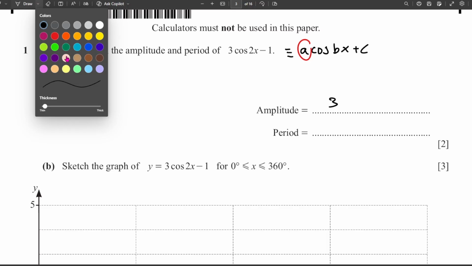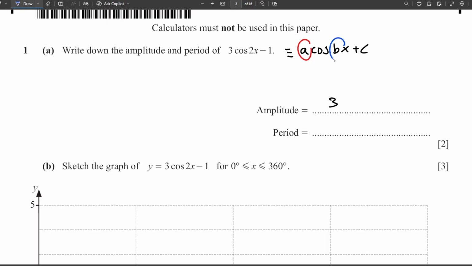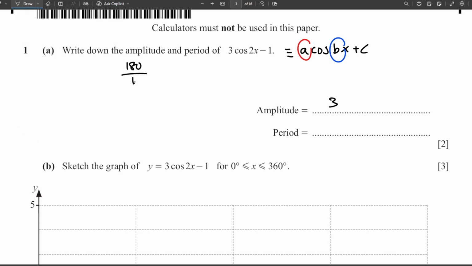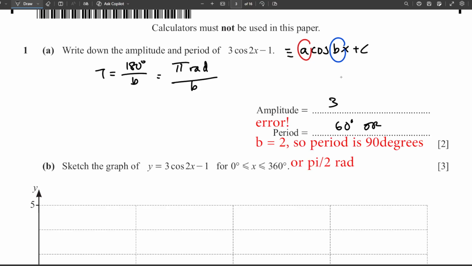And for period, okay, we look at the B value. So B value is actually what we call as the frequency. So to get back the period, you have to take the 180 divided by B, right? So that's the period T. So you take 180 or pi is fine. If the question did not specify, like here the question did not specify, you can take either 180 degrees or pi radian, right? Divided by B. So in this case, is 180 divided by 3, that is 60 degrees, or you can do pi over 3 radian. Okay, so that's question 1.